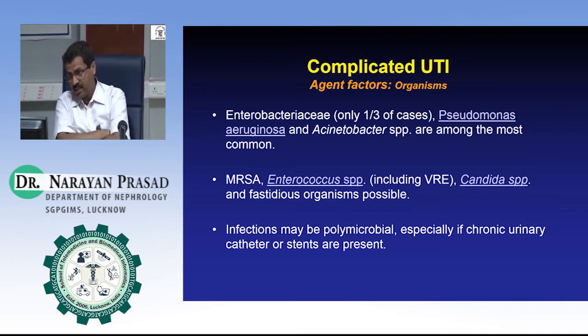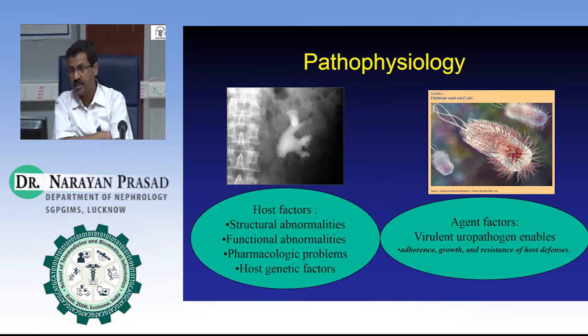There are usually two important factors for the development of urinary tract infection: host factors and agent factors. When you have structural, functional, or pharmacological problems, or some genetic predisposition for urinary tract infection, these are the host factors. Either this is present, or sometimes the organism is so virulent that the patients can have infections. If the organism has more adherence, growth, and resistance to host defense, these virulence factors may predispose the patients to urinary tract infection.